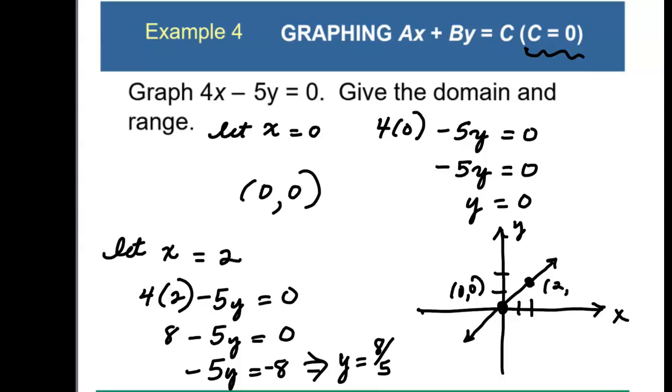Okay, this was 2, 8/5. There we go. So we have our line graphed.